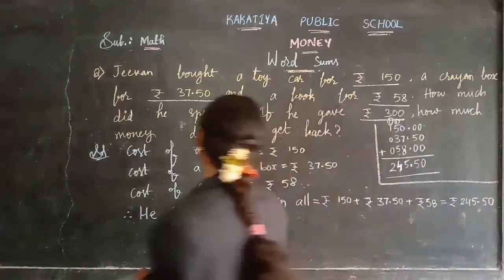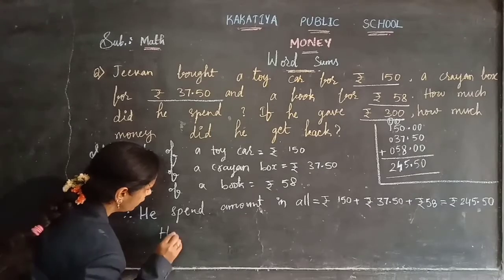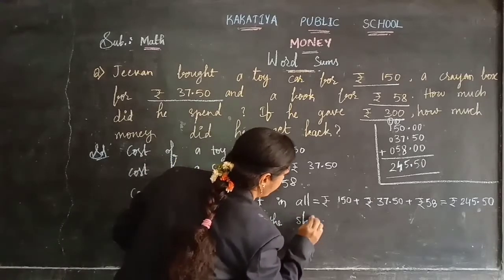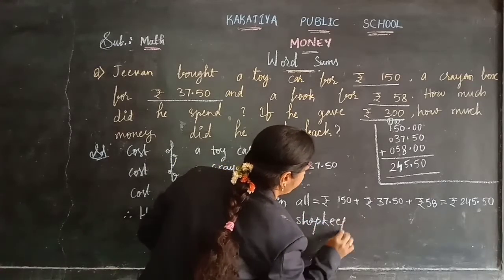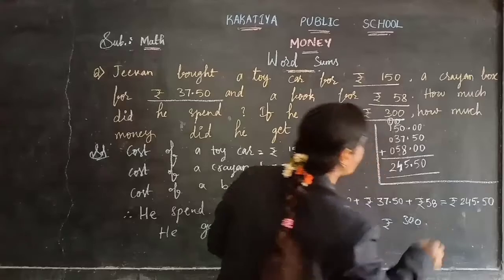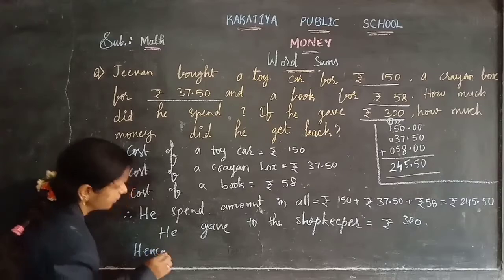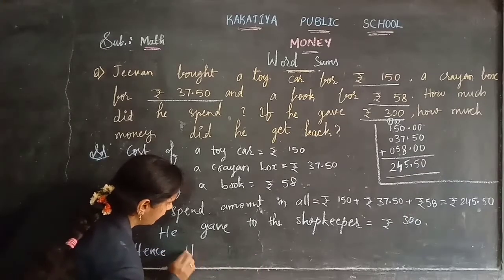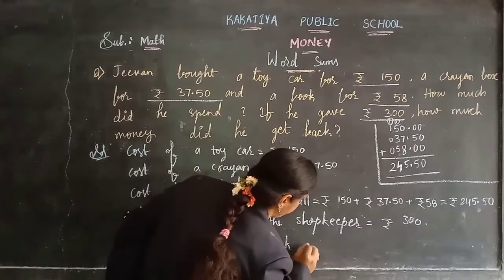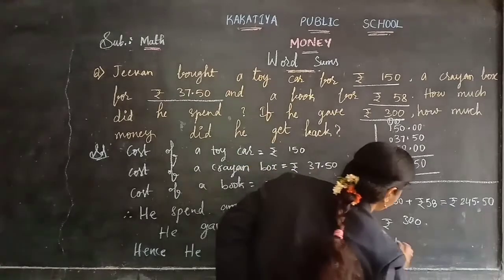So come on, let's write the steps here. These are the things cost, okay? And how much has he given here? He gave to the shopkeeper more, 300 has been given. Now how to find the get back amount? Come on, this is the final step. Hence, he gets back amount from the shopkeeper.